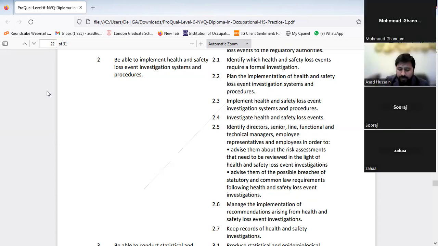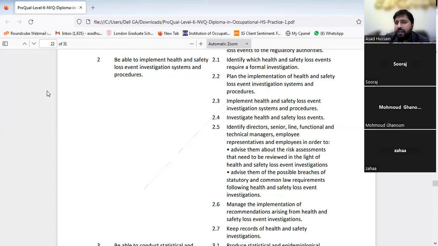So here, yeah, Mahmood. Yeah, Mr. Asad, here in the 2.5, they are asking about the technical manager, employee representative, and employees, in order to advise them about the risk assessment that needs to be reviewed in the light of the health and safety loss event investigation. So how will we advise them as evidence? What is the advising evidence for this one? For advice, how can you give them the advice?